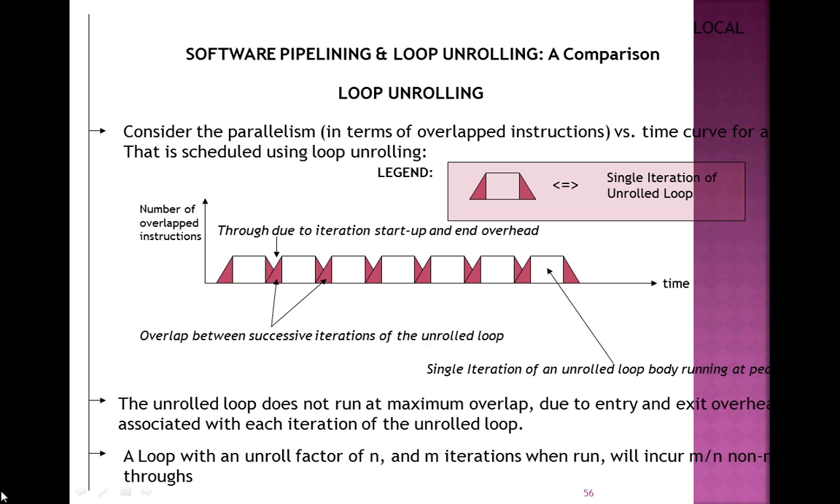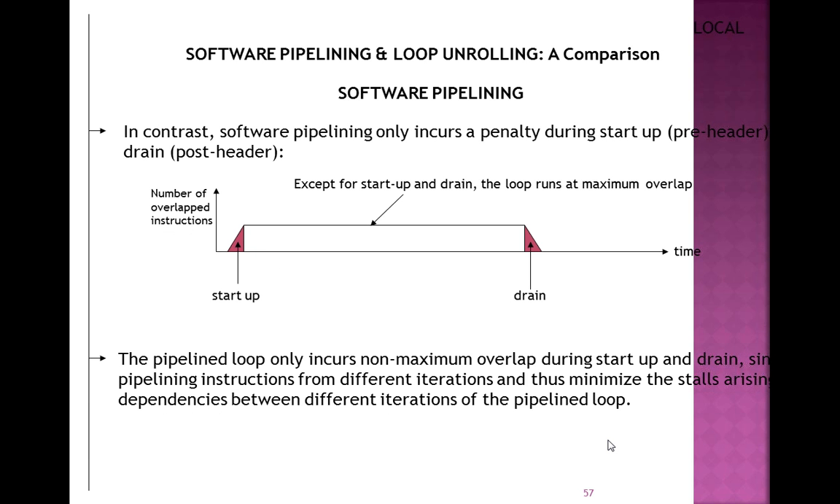Then there is a single iteration of the unrolled loop body running at the peak. The next point says the unrolled loop does not run at the maximum overlap due to entry and exit overhead associated with each iteration of the unrolled loop. Then a loop with an unroll factor of n and m iterations will incur m by n overhead cost. So these are the loop unrolling points.